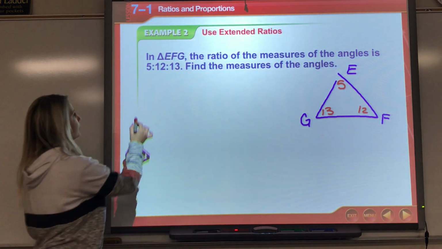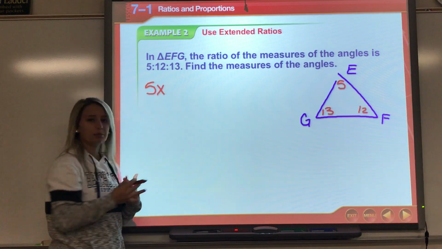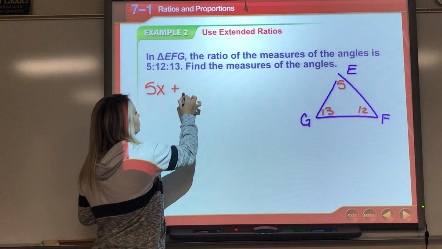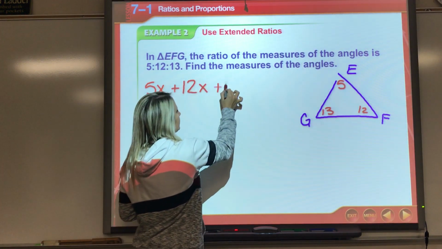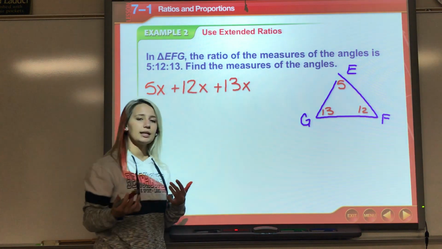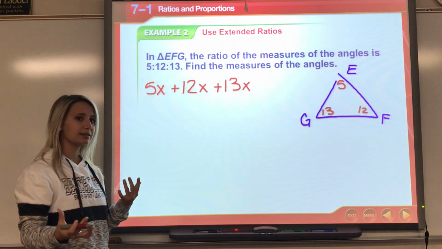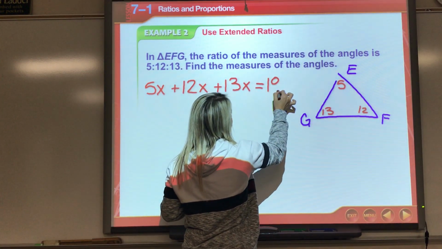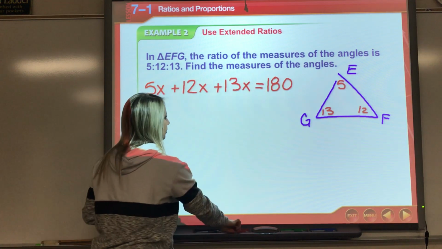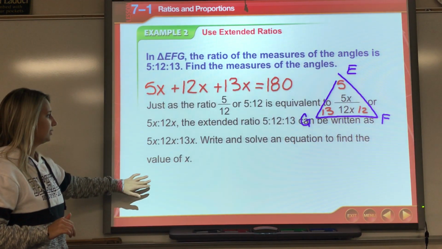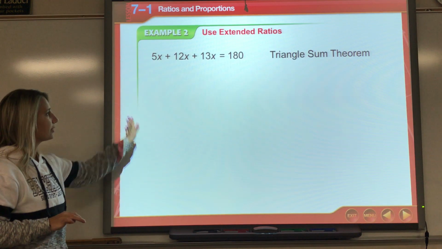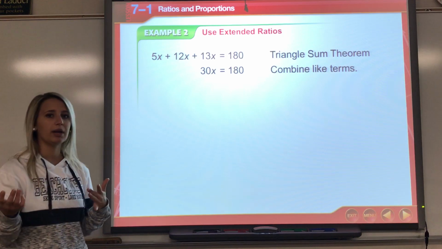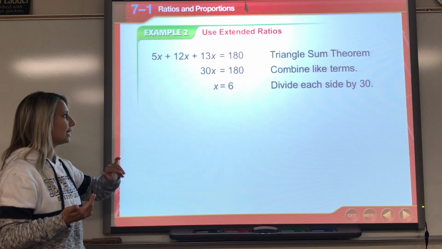So what we would have to do is take 5x, because it's simplified, so we're multiplying something by this 5, plus 12x plus 13x, and we're going to set these equal to 180 because that's the sum of the interior angles of a triangle. Okay, that's what I was talking about. All right, we combine our like terms, so we get 30x equals 180. When we divide that 30 over, we get x equals 6.